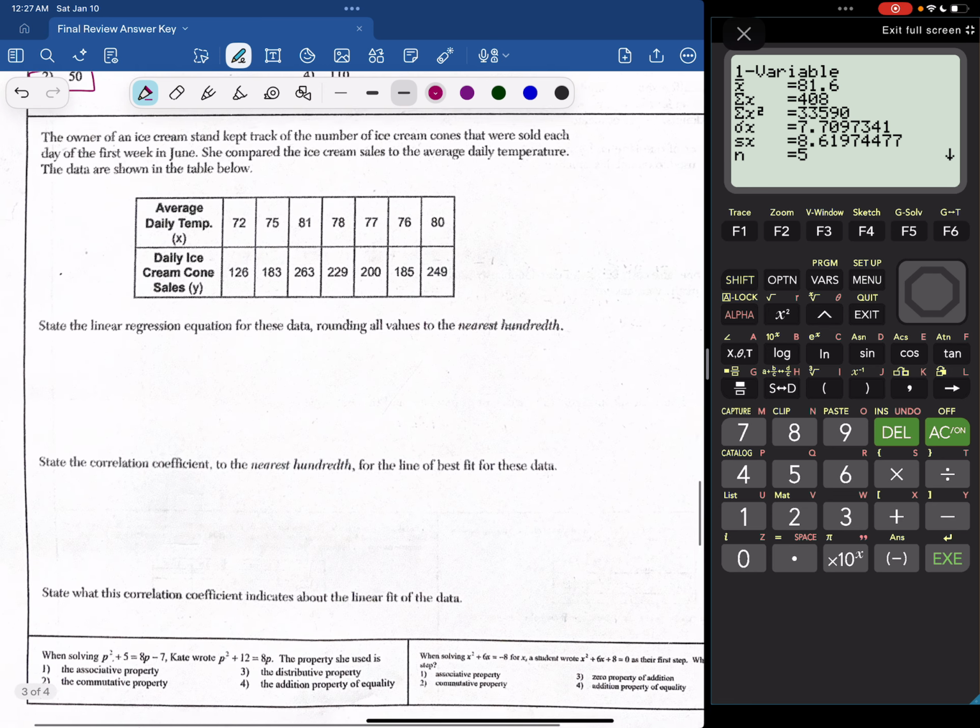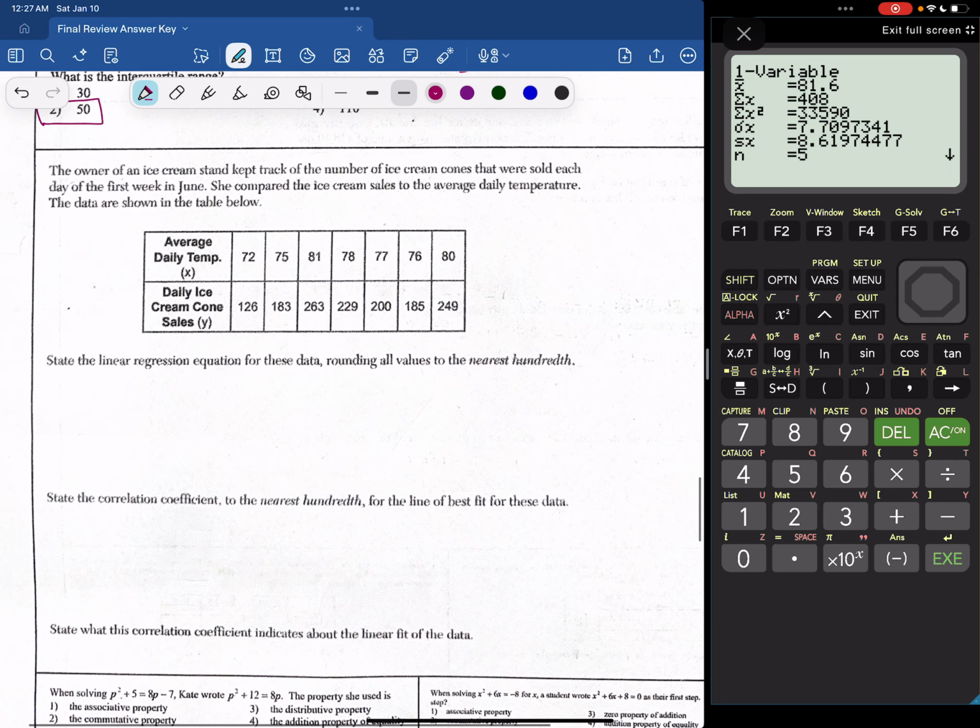All right, next question is a linear regression question. The owner of an ice cream stand kept track of the number of ice cream cones that were sold each day for the first week in June. She compared the ice cream sales to the average daily temperature. The data is shown in the table below. We are asked to state the linear regression equation for these data, rounding all values to the nearest hundredth.